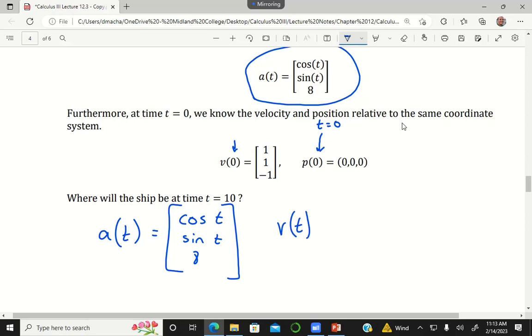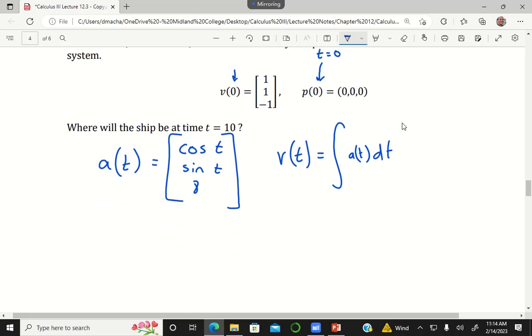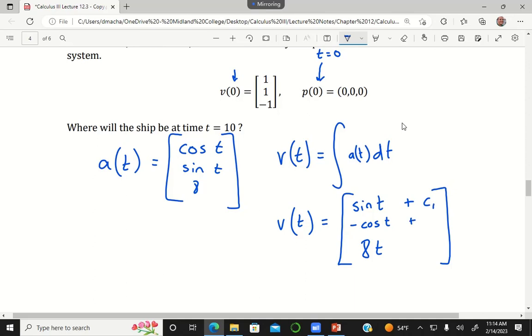So v of t is going to be the antiderivative of a of t with respect to t, right? So that means v of t, my velocity vector, is going to be something like, what's the antiderivative of cosine? Sine. What's the antiderivative of sine? Negative cosine. And the antiderivative of 8 is 8t. Again, because these are antiderivatives, we can add some constants. So plus c1, plus c2, plus c3. And those are just some constants.